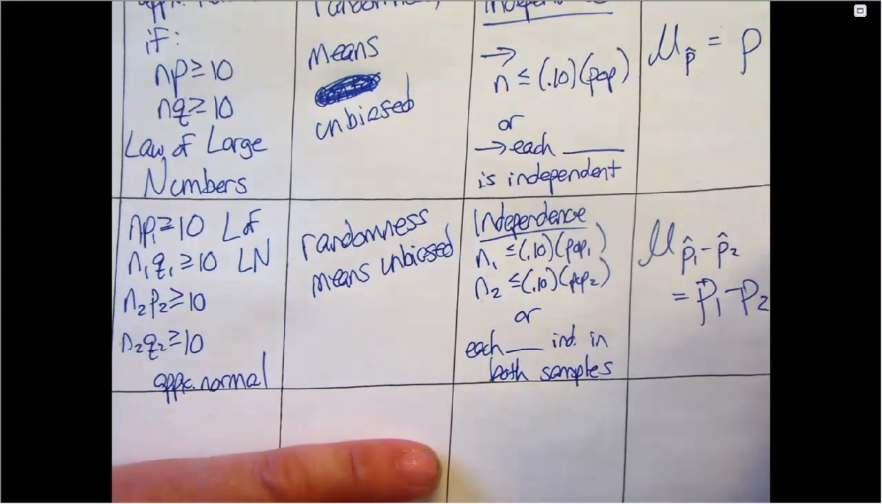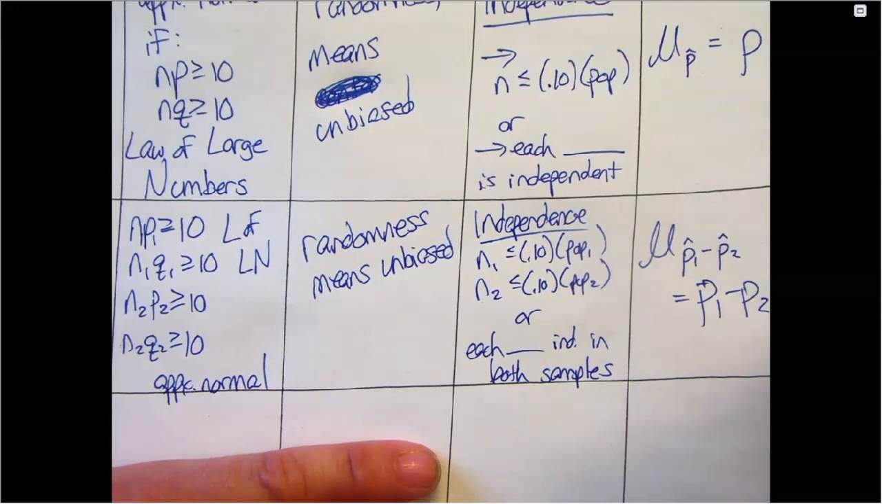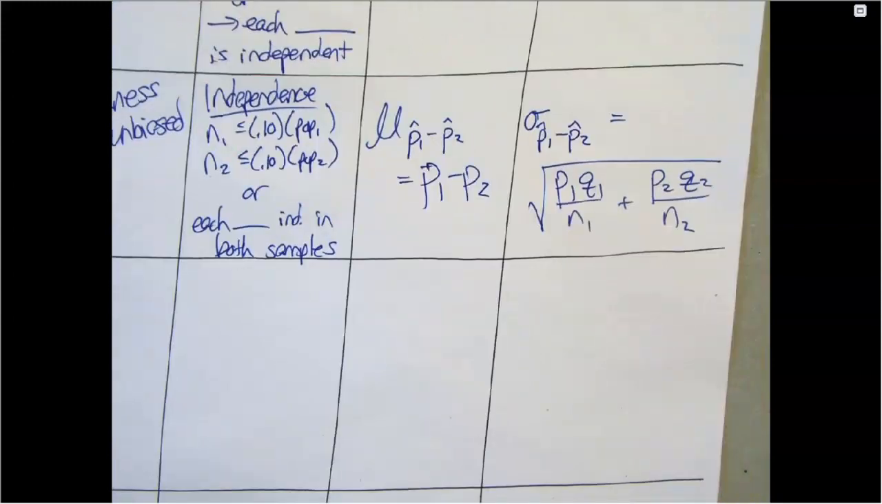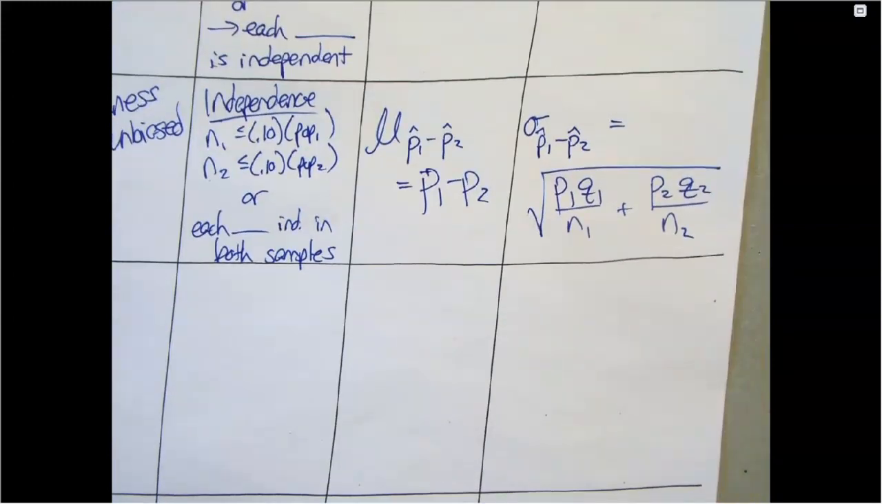And then the standard deviation of P1 hat minus P2 hat is the square root of P1 Q1 over N1 plus P2 Q2 over N2. So hopefully that looks somewhat familiar. It's been like a week since we did it, but okay.